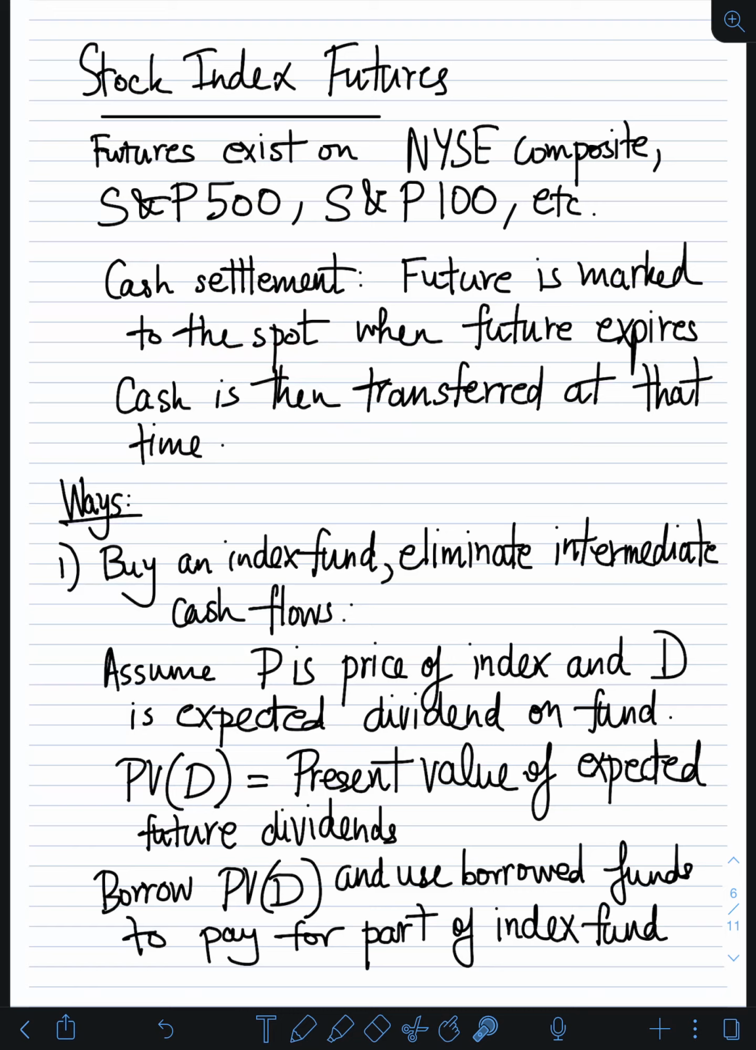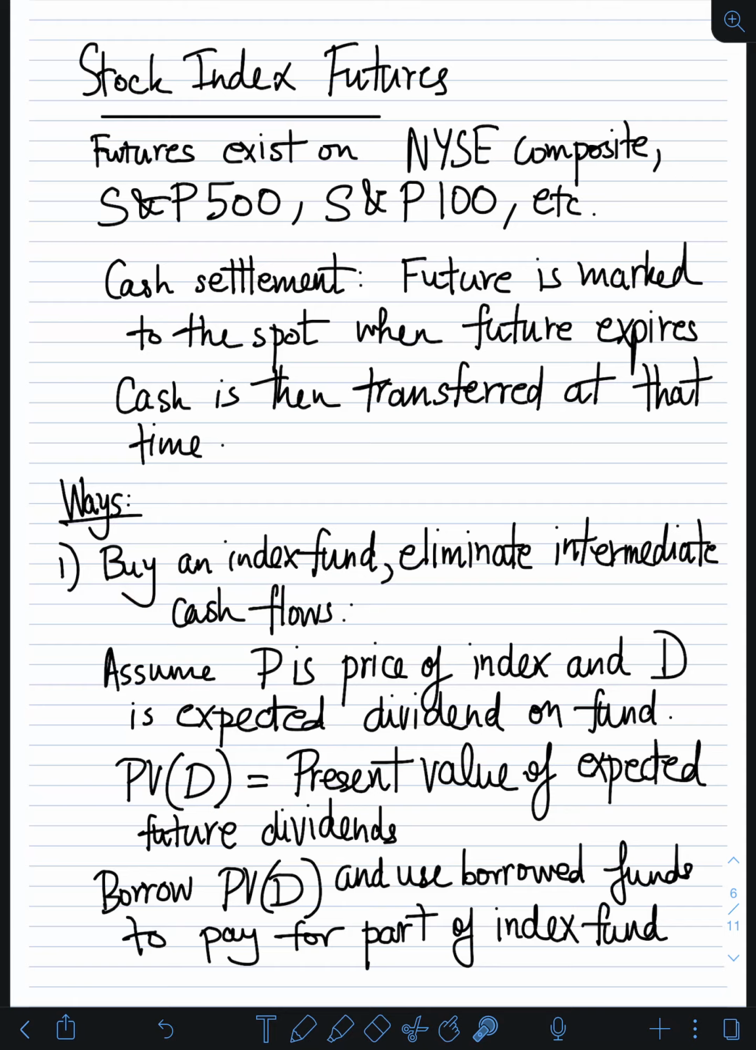So if you want to buy a stock index fund, you can first buy an index fund and eliminate any intermediate cash flows, because we do not want these intermediate cash flows affecting our understanding of the beginning and ending cash flows. We don't want anything else happening in the middle. So assume that P is the price of that index. P is whatever price you paid for that index, in dollars. And the expected dividend amount from that fund is D.